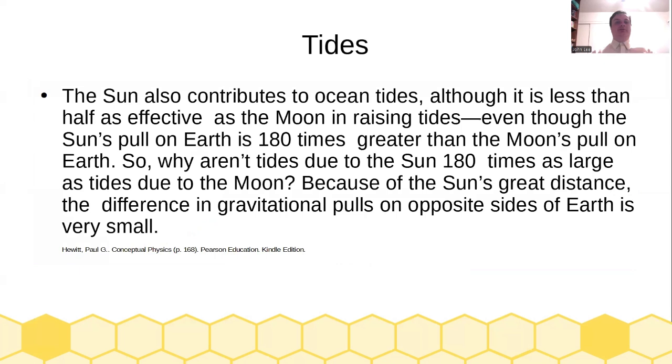The sun also contributes to ocean tides, although it is less than half as effective as the moon in raising tides, even though the sun's pull on Earth is 180 times greater than the moon's pull on Earth. So why aren't tides due to the sun 180 times as large as tides due to the moon? Because of the sun's great distance, the difference in gravitational pulls on the opposite sides of the Earth is very small.